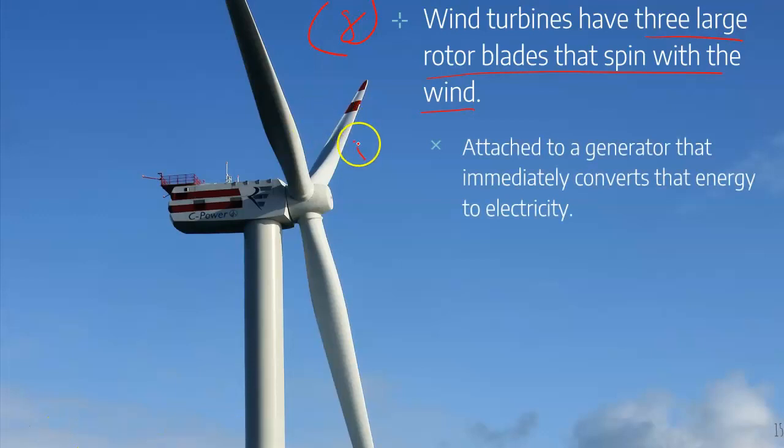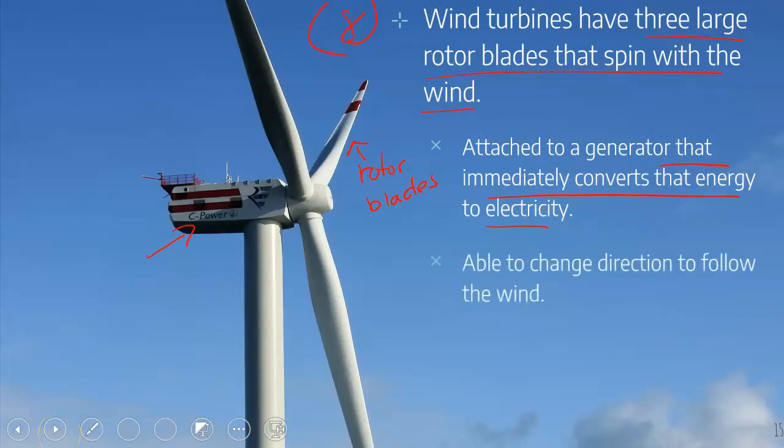So here's the rotor blades. Back here is a generator that immediately converts that motion into electricity. This entire thing spins. It can spin in either direction. Okay, so the entire pole is actually changing direction to follow the wind.